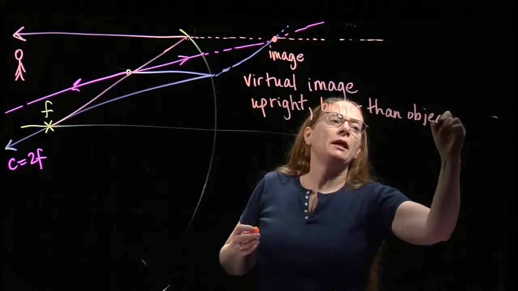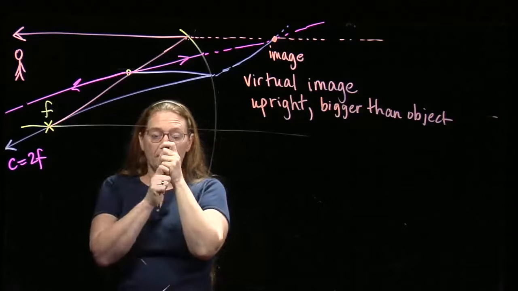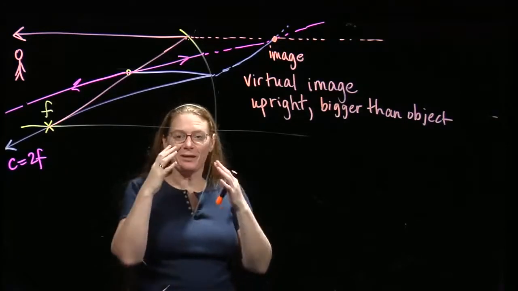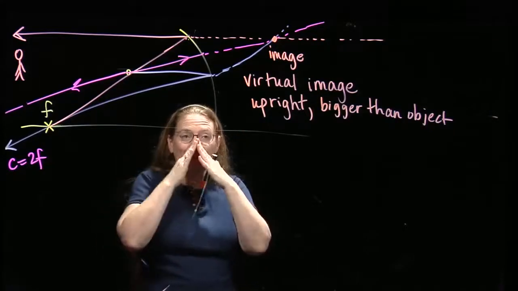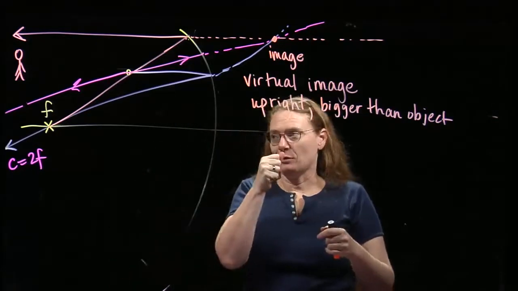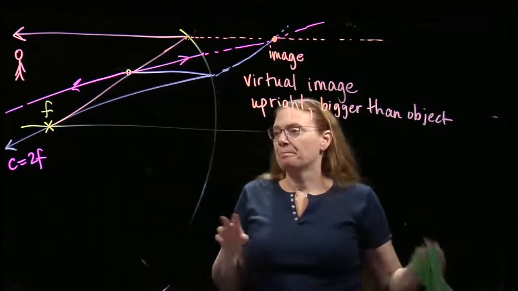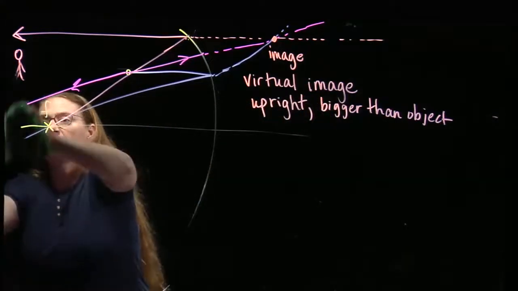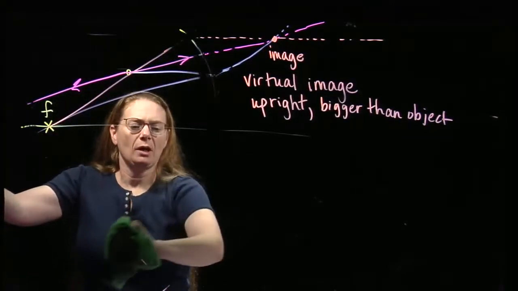So if you take a shiny spoon and bring it real close to your face, you should see an image of your nose that is upright in the regular orientation, and the nose should be magnified. That's what you should see if you bring a spoon real close to your nose. So that's the second type of image we can create. What is the third type? We have 3 different types of images that we can create with curved mirrors.